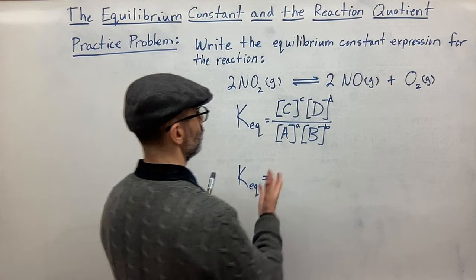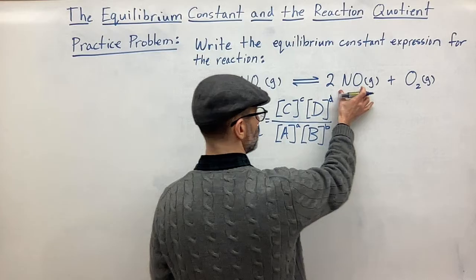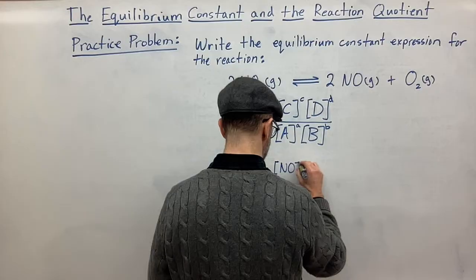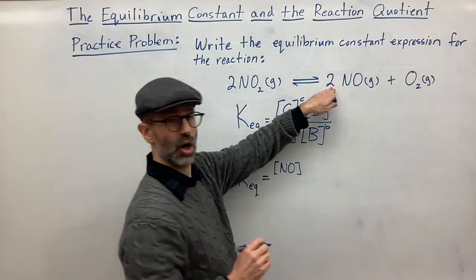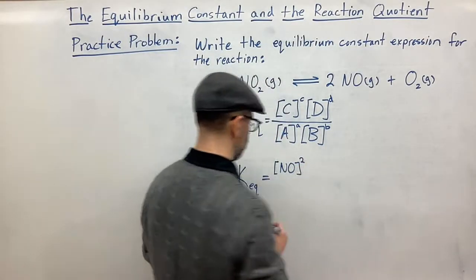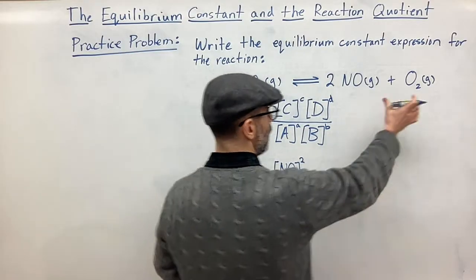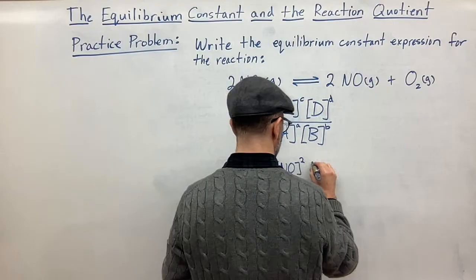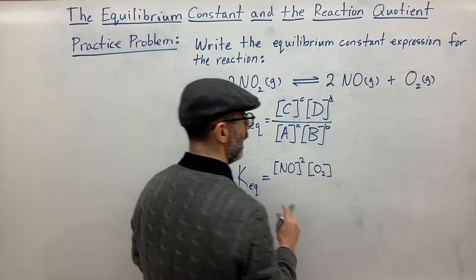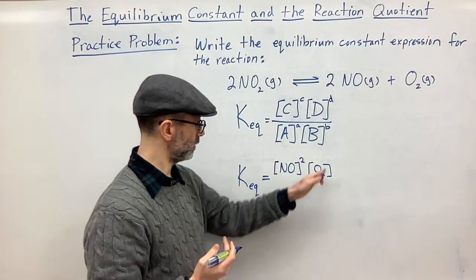KEQ is equal to, and then we're going to have products over reactants. So we have two products. It'll be the concentration of NO, and then there's a coefficient 2, so we're going to raise that to the second power, or squared. And then we have our other product, oxygen, so we're going to multiply that by the concentration of O2. Since there's a coefficient 1 there, this is raised to the power of 1. We don't write the ones, but it's there.